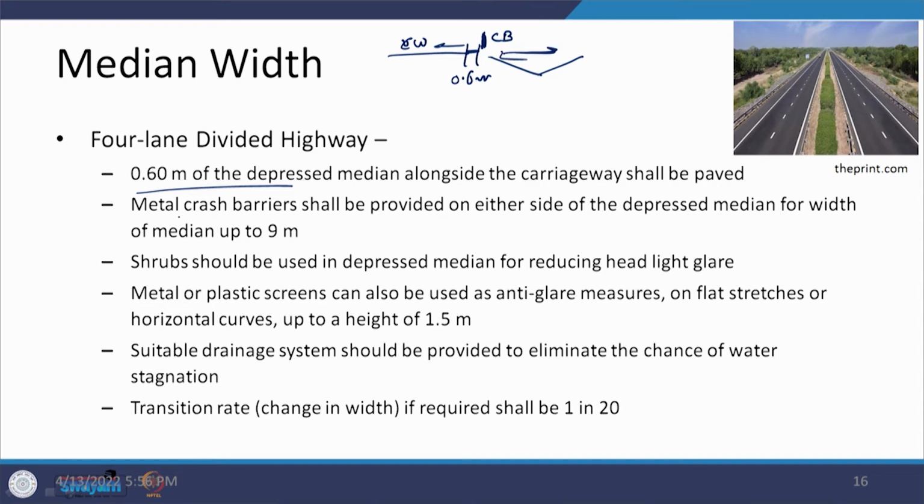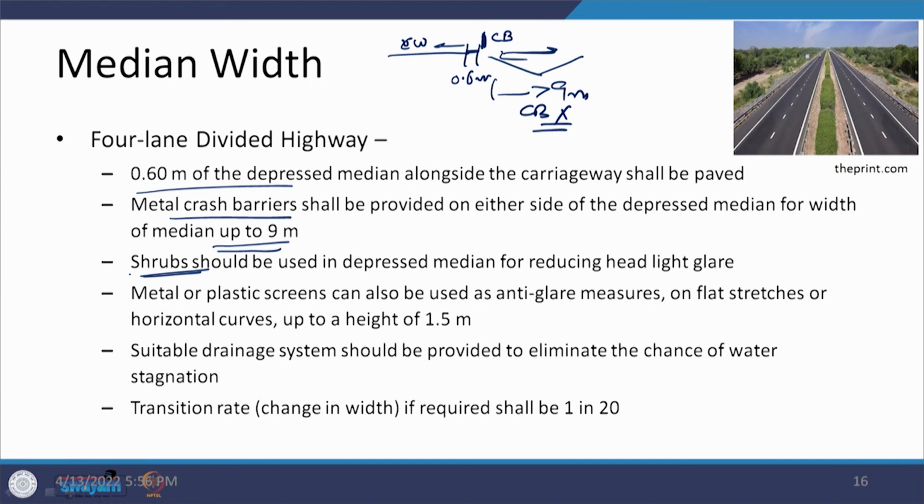Another thing it says is that metal crash barriers should be provided on either side of the depressed median for a median width of up to 9 meters. If it is more than 9 meters, then a crash barrier is not required. It becomes wide enough that if due to any error a vehicle goes into the median, it is not going to hit the vehicles on the other side.